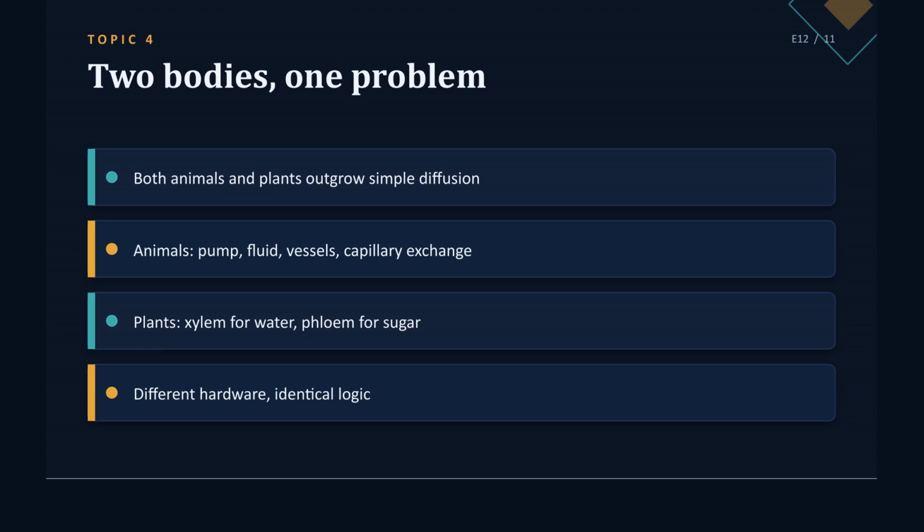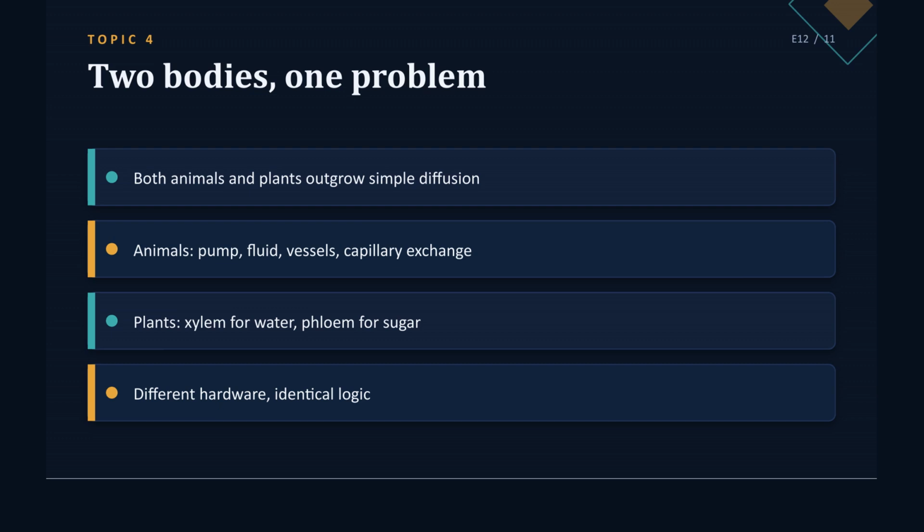Step back and look at the whole picture. We met the same problem twice. An animal and a plant are both large multicellular bodies, and in both, simple diffusion cannot supply every cell on its own. The animal answers with a circulatory system, a pump, a fluid, and vessels that carry oxygen, nutrients, and waste, with exchange happening across the capillary walls.